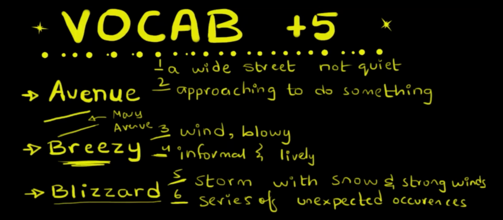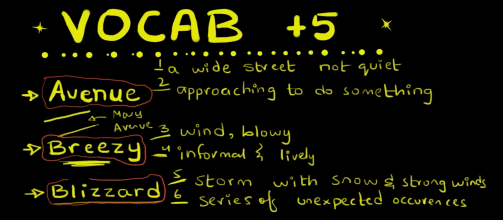So 3 words for today: avenue, a wide street, or approaching to do a particular thing. Breezy is a windy, blowy kind of weather, yet it also means to stay informal and lively. Blizzard is a very bad storm that you never want to go out in. Also, blizzard means to go through a series of unexpected occurrences. That's that. 5 vocab words.